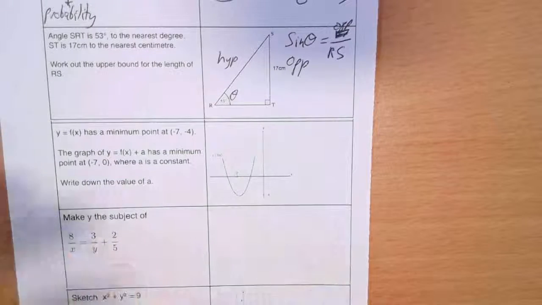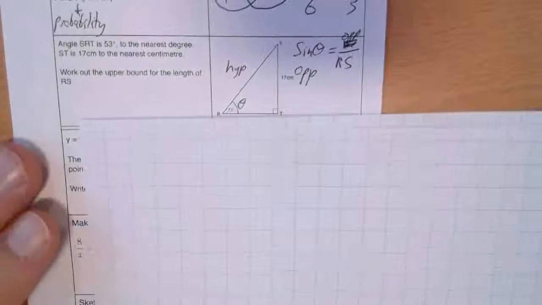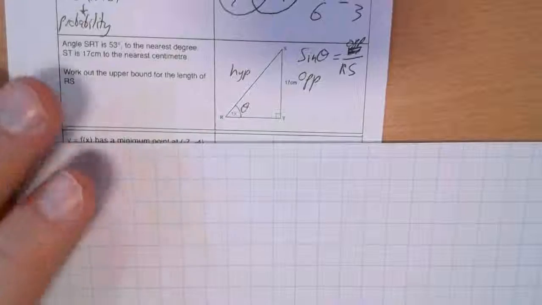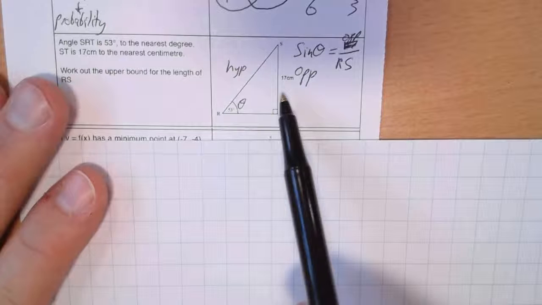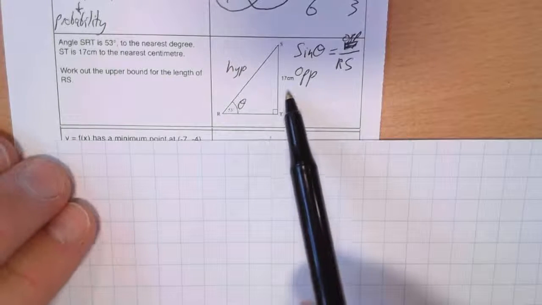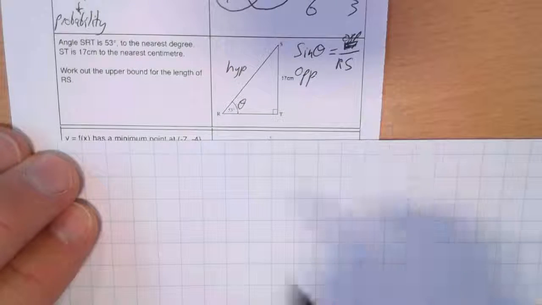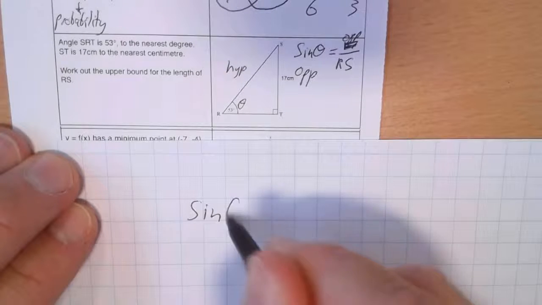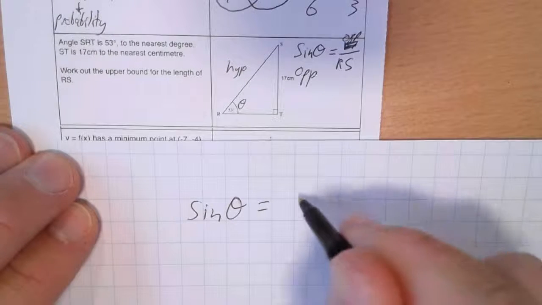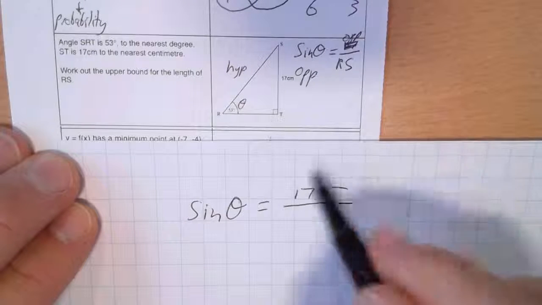So now I need to work out, in order to find the maximum length there, whether I'm going to need the maximum or the minimum and that kind of thing. So to make the maximum side length here, I'm going to need as much to play with as possible. So I want to use the maximum possible size of this length here, and that is 17.5. So I'm going to do sine of theta is 17.5 over RS.